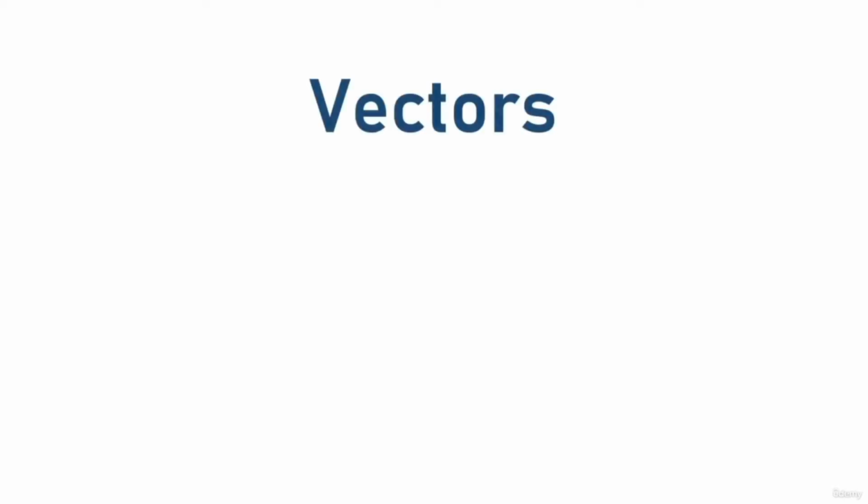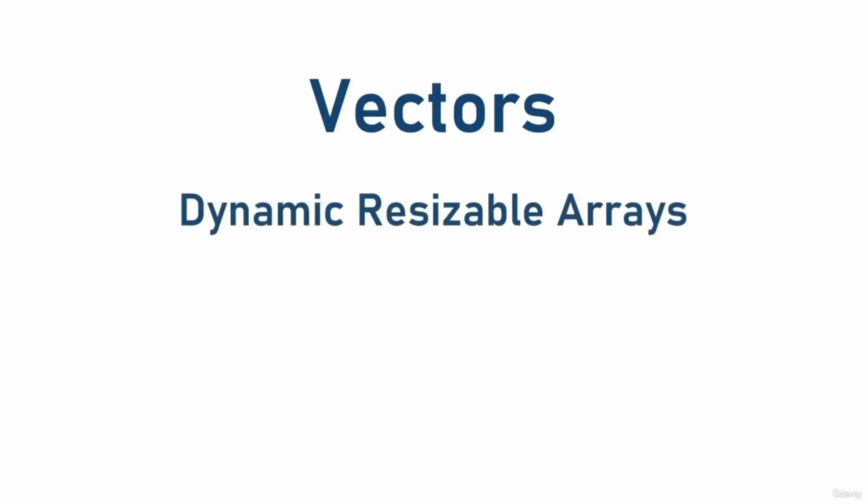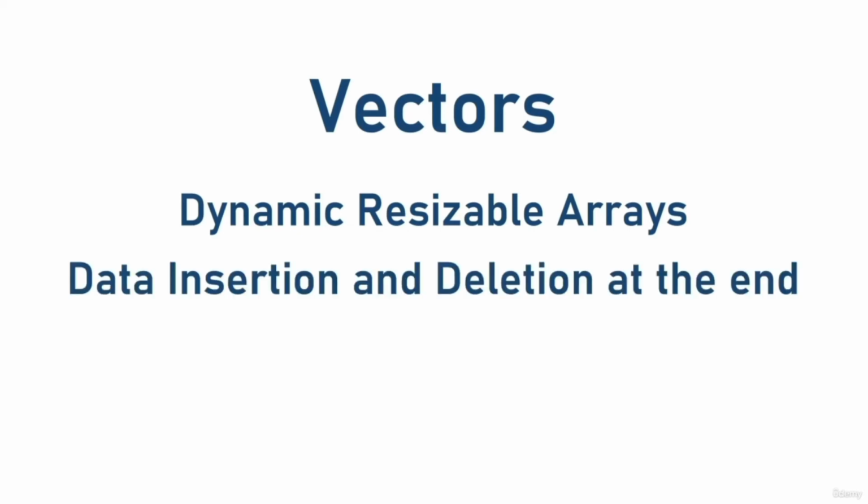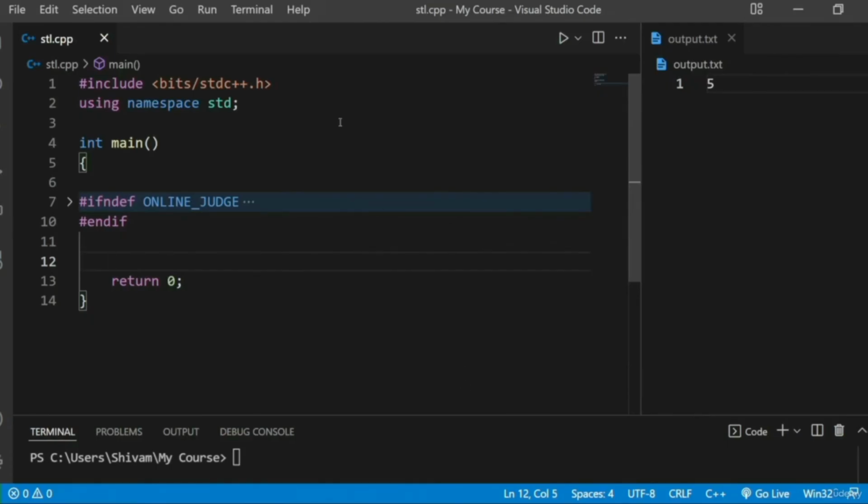The first data structure we are going to see is vectors. Vectors are dynamic resizable arrays in which the elements are stored in contiguous memory locations. As these arrays are dynamic, the memory allocation is only done when a new element is inserted. The element's insertion and deletion is done at the end, and there are certain functions for that. We will discuss them. To use the vector keyword, we should add the bits header file in our code.